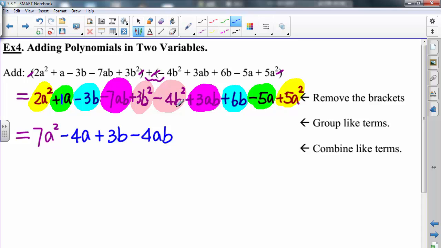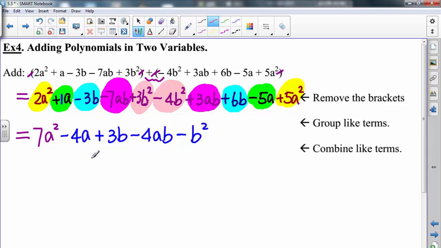These 2 light pinks together. Positive 3b squared minus 4b squared. Positive 3 minus 4. Negative 1 left. Negative 1b squared. You can ignore this negative 1. Just put a minus b squared. Okay, this is a horizontal way to add them up. We also can do a vertical way.